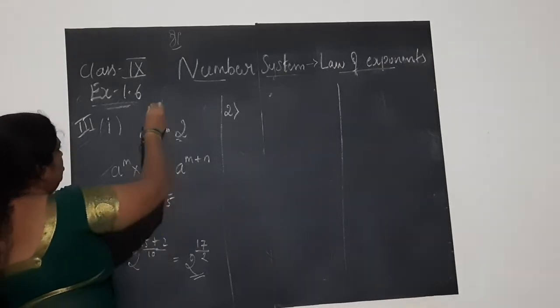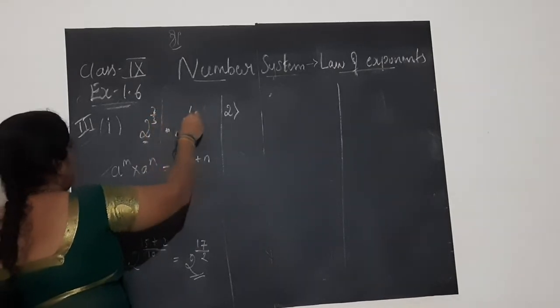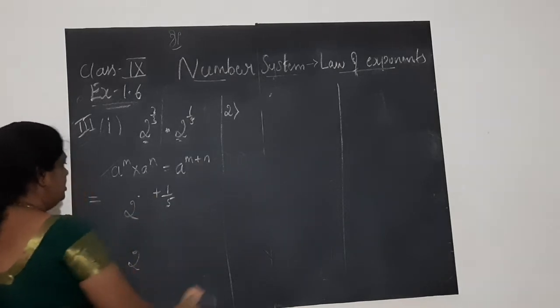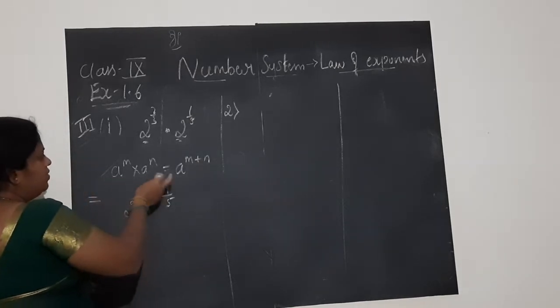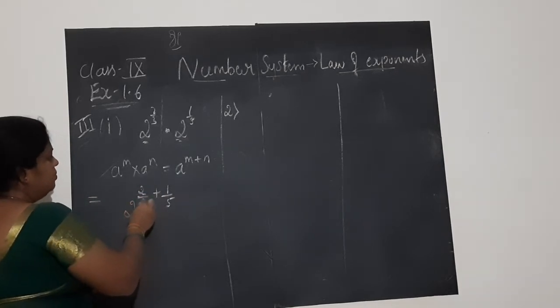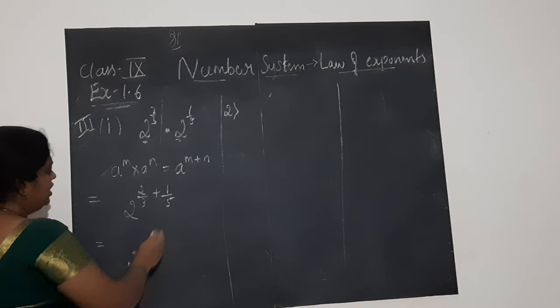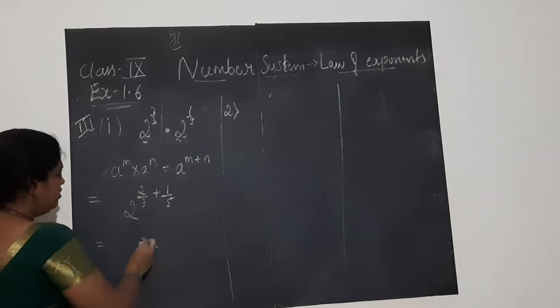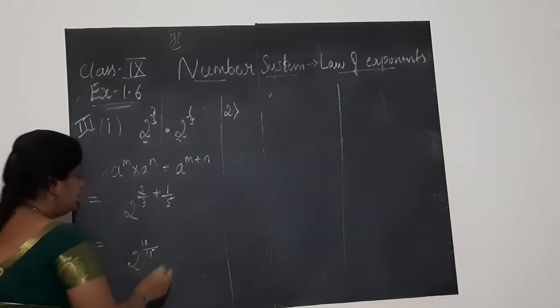So it is 2 to the power 2 by 3 and 1 by 5. Same identity, with little changes. Same a power m, a power n, a power m plus n law only. 2 by 3 plus 1 by 5. Again LCM will be 15. 3 and 5, 3 5s are 15. 3 1s are 3, 5 3s are 15, remainder 5. 5 into numerator 2 is 10.